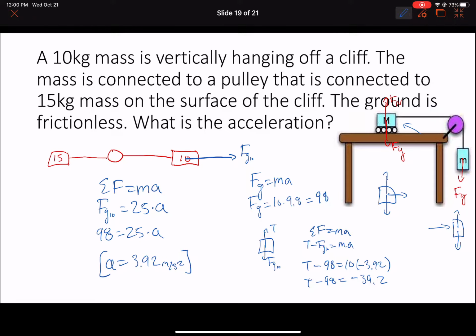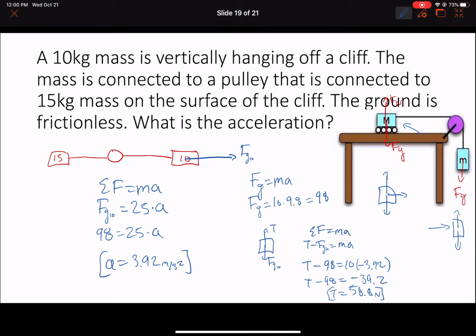We're going to add 98 on both sides. And so you should get a tension equal to 58.8 newtons.